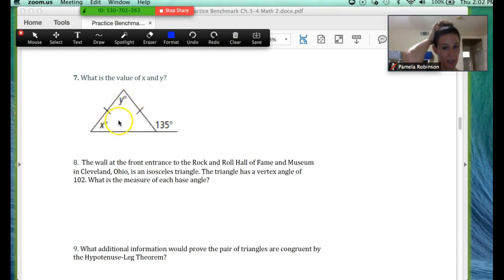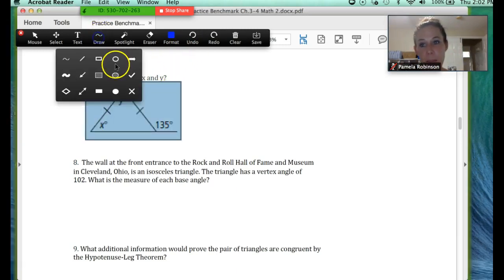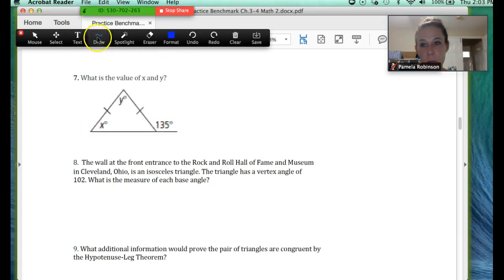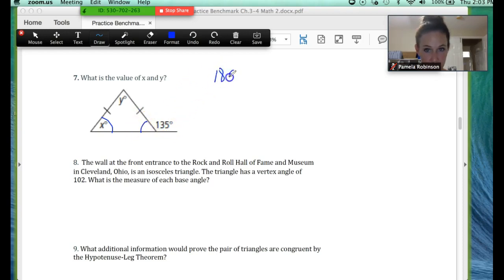Well, let's see. I've got this marking and this marking here. Awesome. This is an isosceles triangle. That means, I just made it blue, that this angle is congruent to that angle. Great. So here's what I can do. If these two make 180, I'm going to go 180 minus 135. And then when I do that, I'm going to get 45.